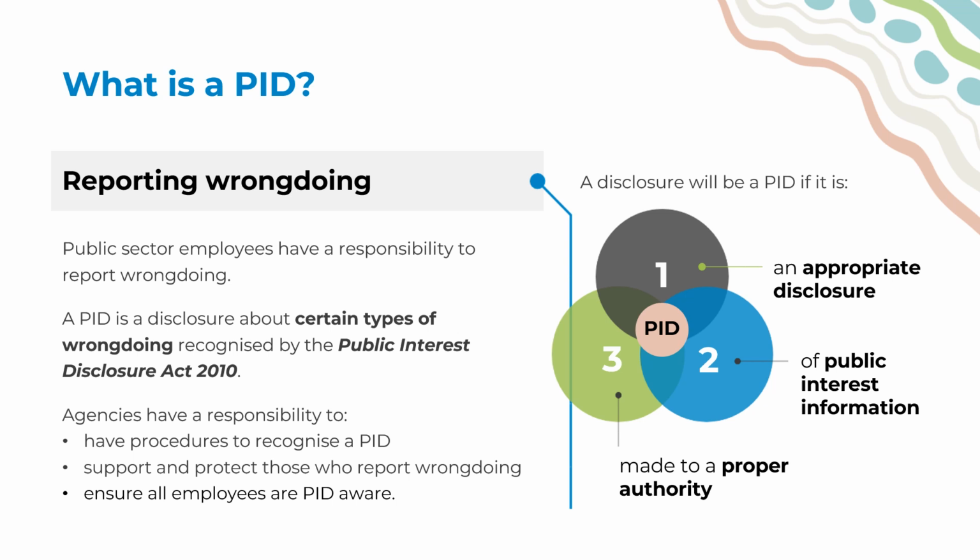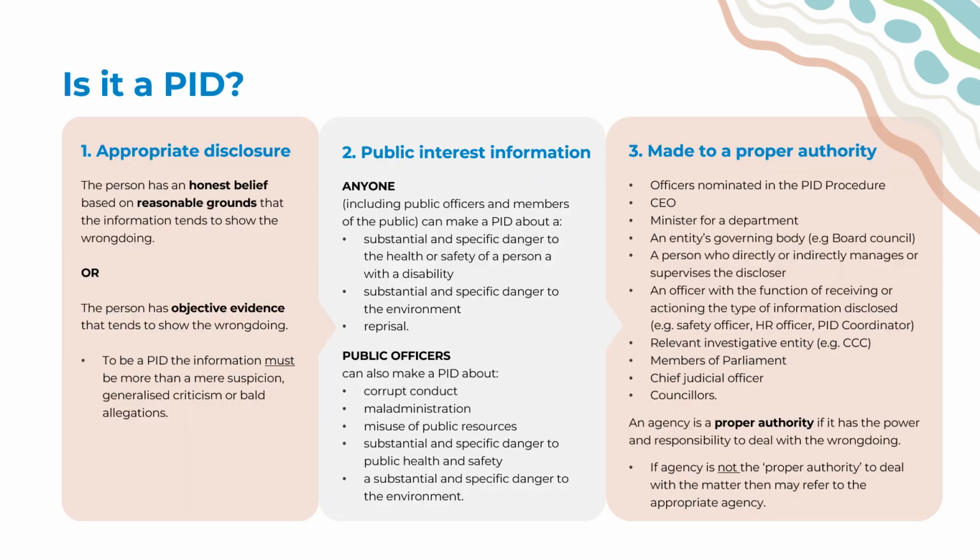A disclosure will be a PID if it is 1. An appropriate disclosure, 2. Of public interest information, 3. Made to a proper authority. Is it a PID? 1. Appropriate disclosure. The person has an honest belief, based on reasonable grounds, that the information tends to show the wrongdoing, or the person has objective evidence that tends to show the wrongdoing. To be a PID, the information must be more than a mere suspicion, generalised criticism, or bald allegations.